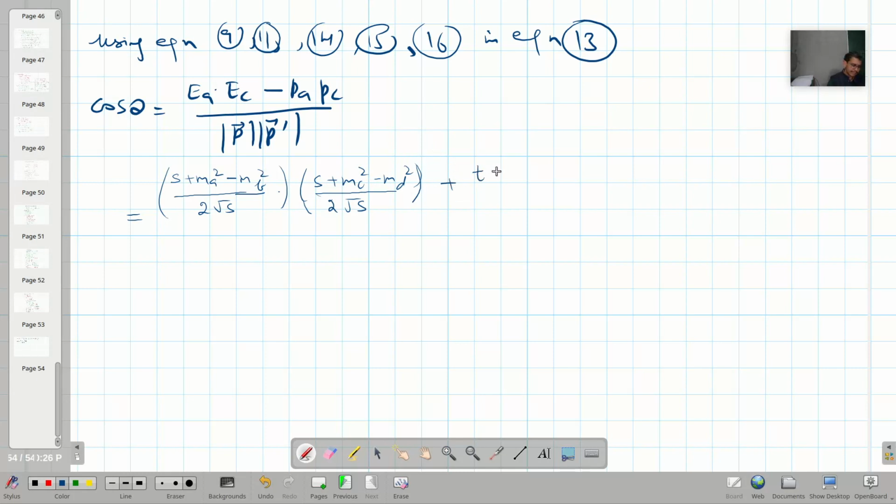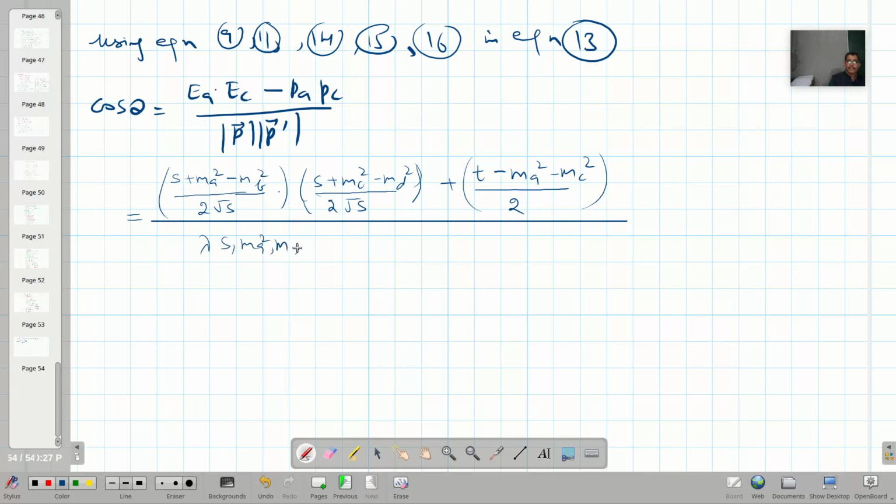plus t minus (ma square minus mc square) over 2, and whole upon lambda (s, ma square, mb square) under the root and whole upon 2 root s, and lambda (s, mc square, md square) under the root and whole upon 2 root s.